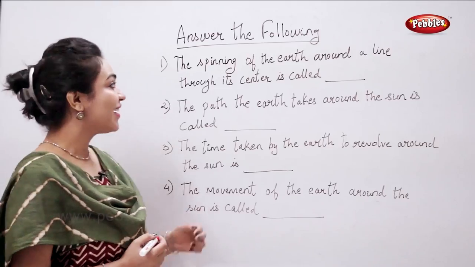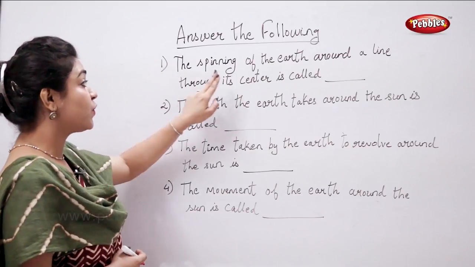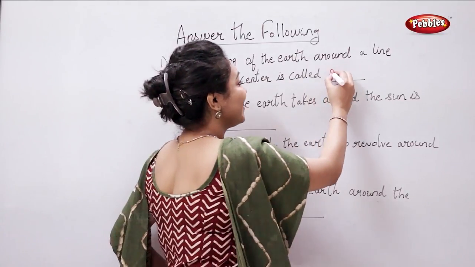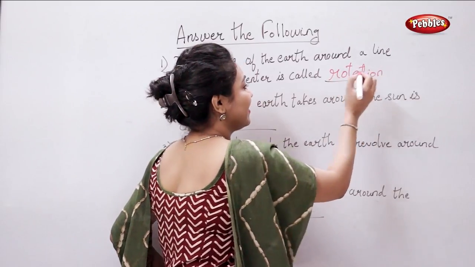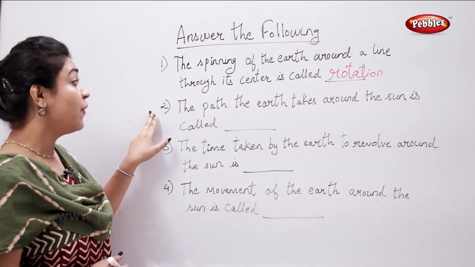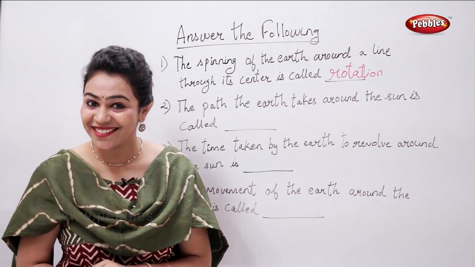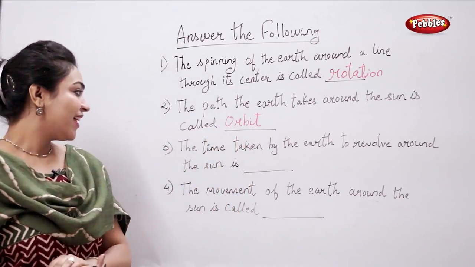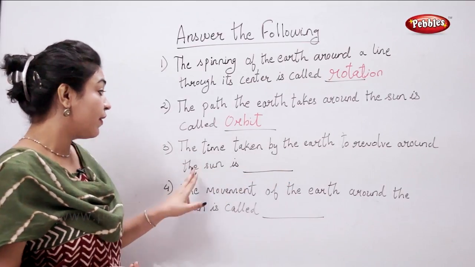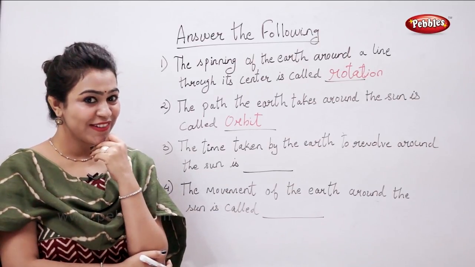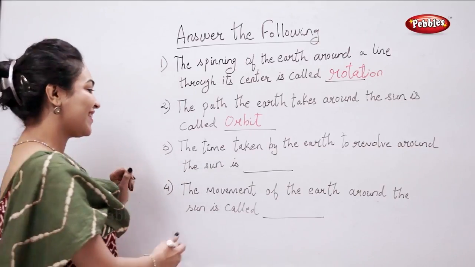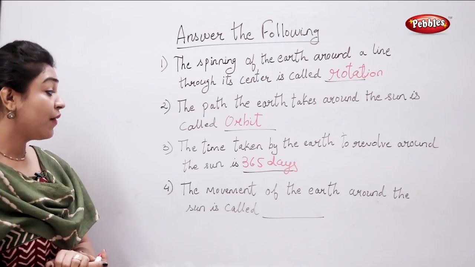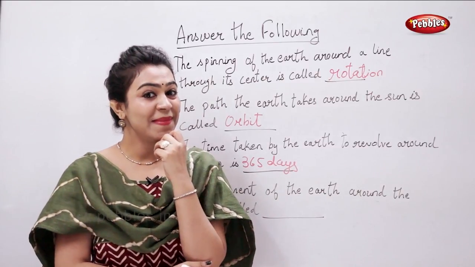Answer the following. The spinning of the earth around a line through its center is called rotation. The path the earth takes around the sun is called orbit. The time taken by the earth to revolve around the sun is how much? 365 days. Correct. The movement of the earth around the sun is called revolution.